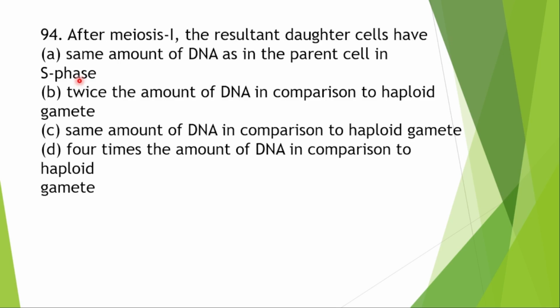Next, 94th question. After meiosis 1, the resultant daughter cells have A. the same amount of DNA as in the parent cell in the S phase. B. Twice the amount of DNA compared to the haploid gamete. C. The same amount of DNA compared to the haploid gamete. And then D. 4 times the amount of DNA in comparison to the haploid gametes. So here the right option is option B, twice the amount of DNA in comparison to the haploid gametes.